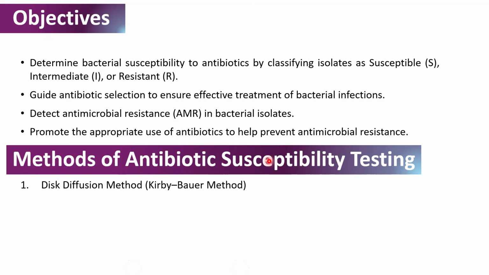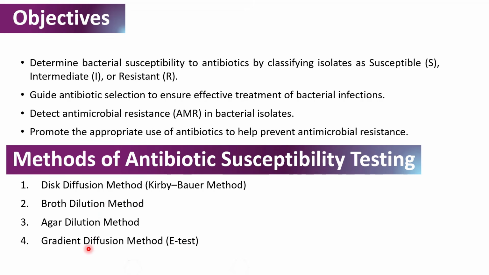So let's look at some of the methods that can be used to perform these tests. The first is the disc diffusion method or the Kirby Bauer method. The second is the broth dilution method. The third is the agar dilution method. And the fourth is the gradient diffusion method.